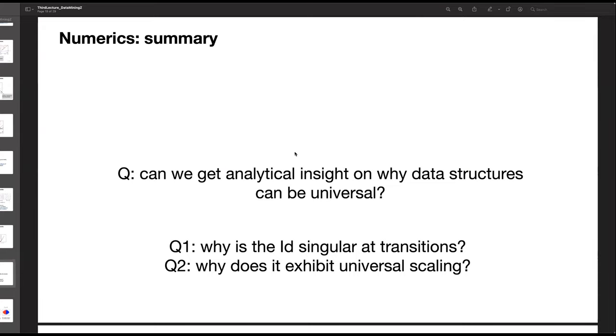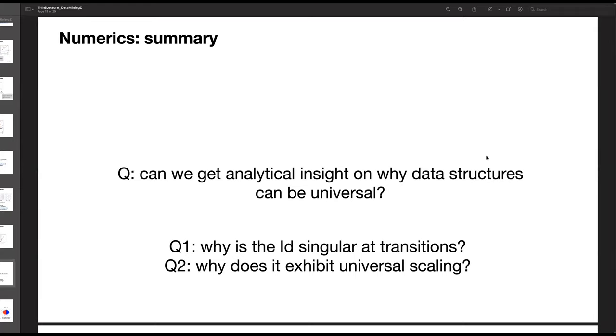The first part is why is the ID singular? Does this ID that you found as a critical exponent have any scaling relation with any other critical exponent? The answer is no, in the following sense: we only get the critical exponent nu, and this is the same one of the critical theory. So ID has the same critical exponent as the correlation length.